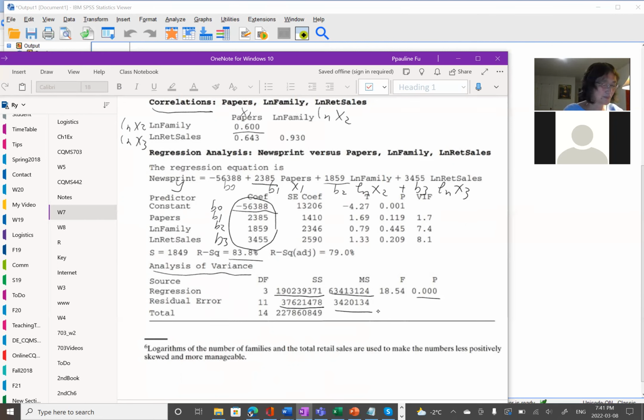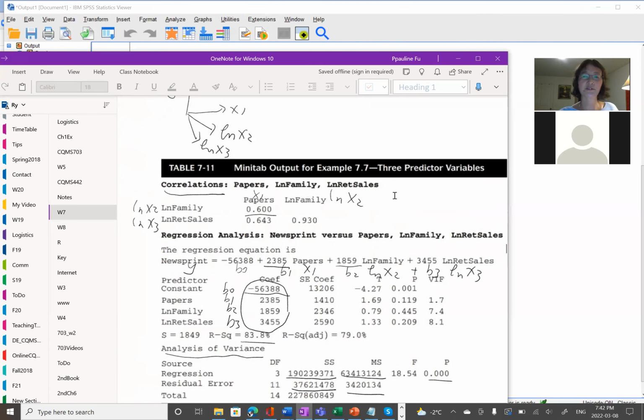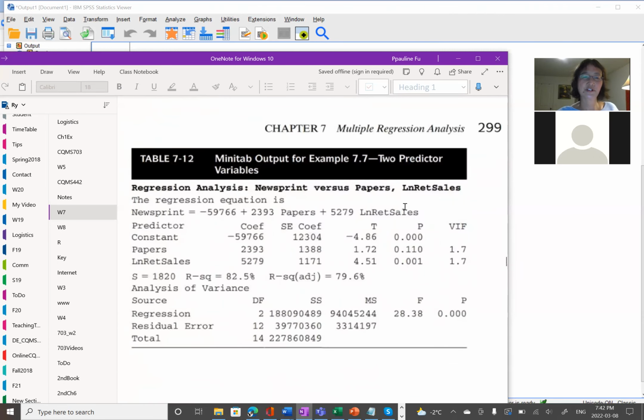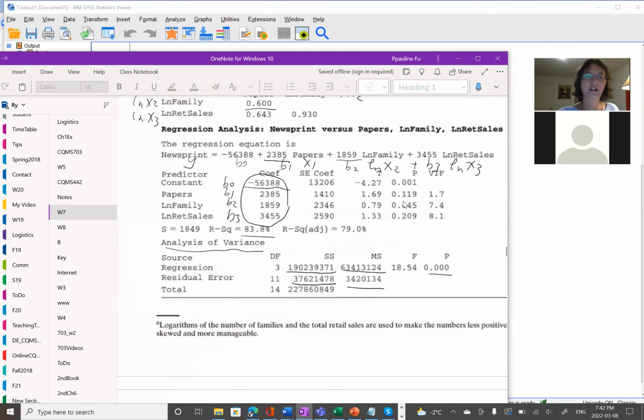So that's why this is two predictors. If you use two predictors, this is use three predictors. Use all 3x. Use x1, x2, x3. Okay. If you just use two predictors, 2x, you just use x1 and log x3. Okay, you do not use this log family because log family is related to log x3.